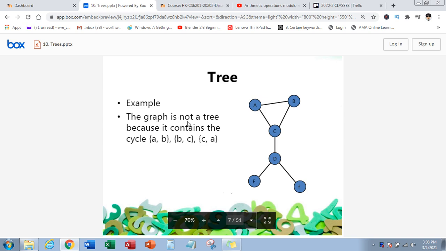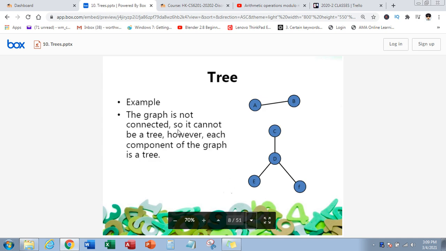Example, the graph is not a tree because it contains the cycle AB. Ito yon, AB. So, it goes round and round. Yung path na to ay circuit dahil siya ay close. But this one you can consider if you break this one loose, if you separate it from the top graph, then we can consider this as a tree. But as long as it connects with this graph, then we cannot consider it as a tree. This is also not a tree because it is not connected. There is a separate graph.